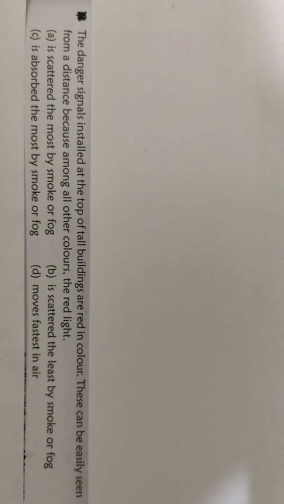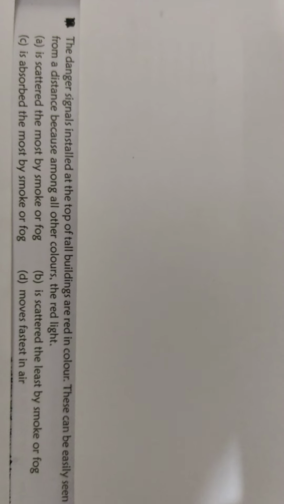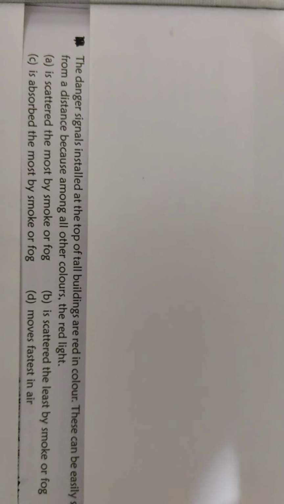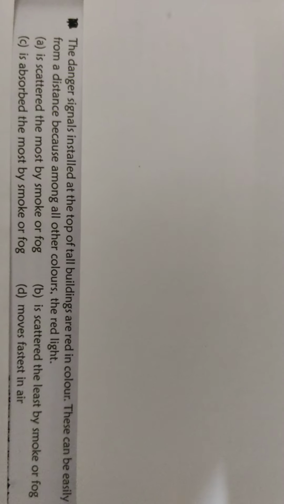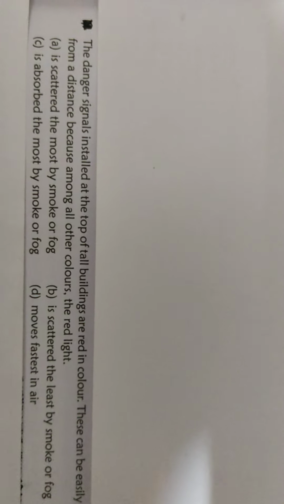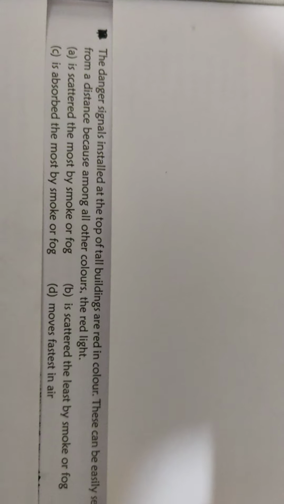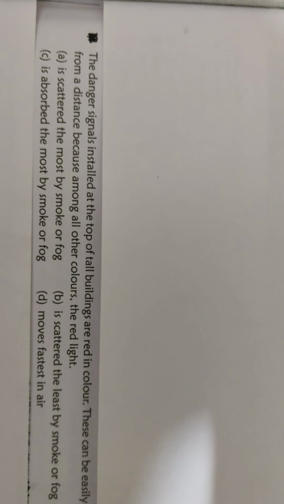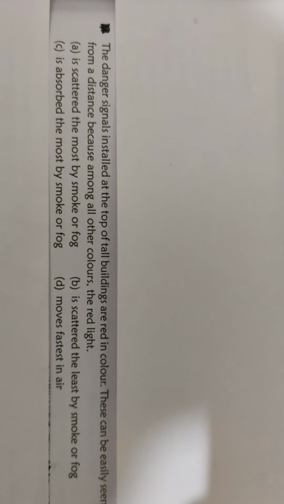Now the next MCQ is, the danger signals installed at the top of tall buildings are red in color. These can be easily seen from a distance because among all colors, the red light, you should know the answer, red color out of the spectrum colors is least scattered by smoke or fog. So generally danger signals on roads or anywhere in the surroundings are always red in color because red color is scattered the least by smoke or fog.